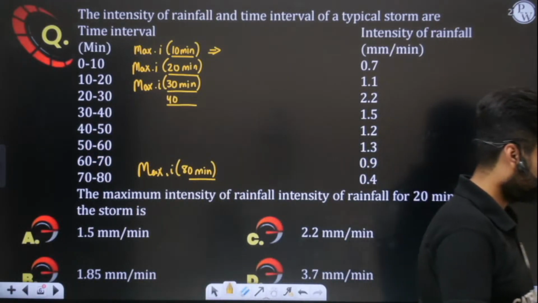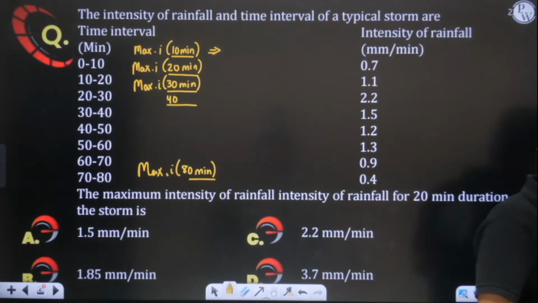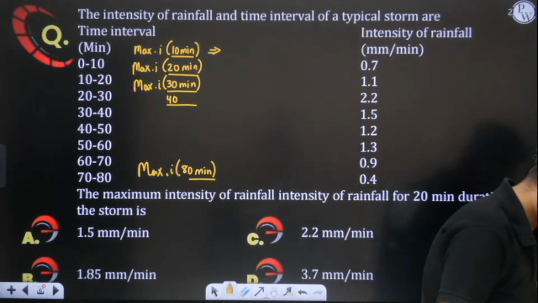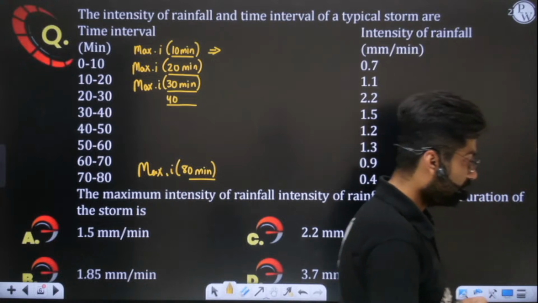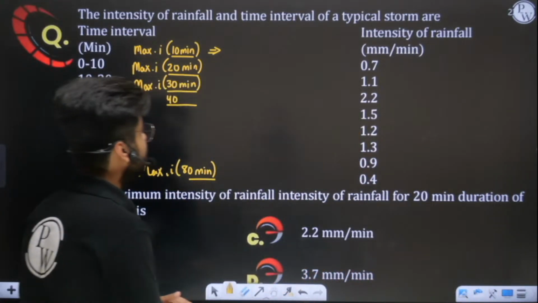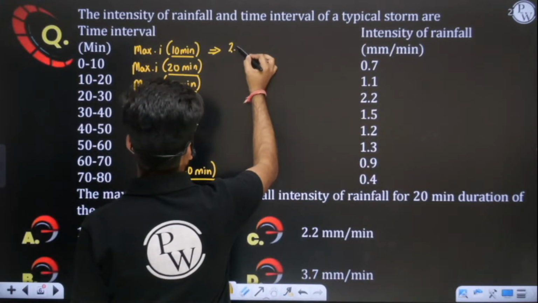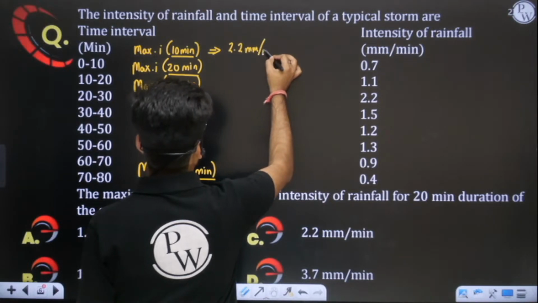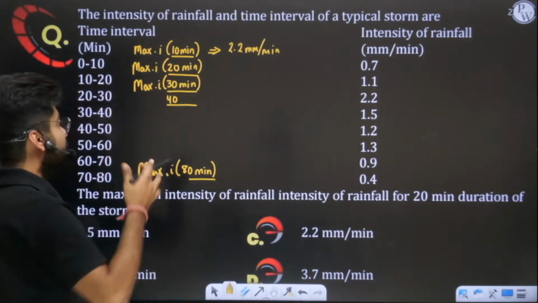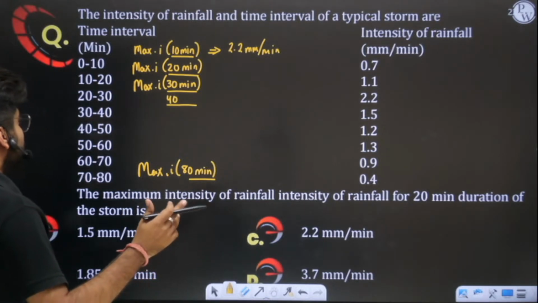So yes, perfect. Great, Sushil, you are going good. We have to form groups. Yes, the answer is 2.2 mm per minute. That is for sure. Now for 20 minutes, what do we have to do? For 20 minutes, we have to form groups of 20 minutes.